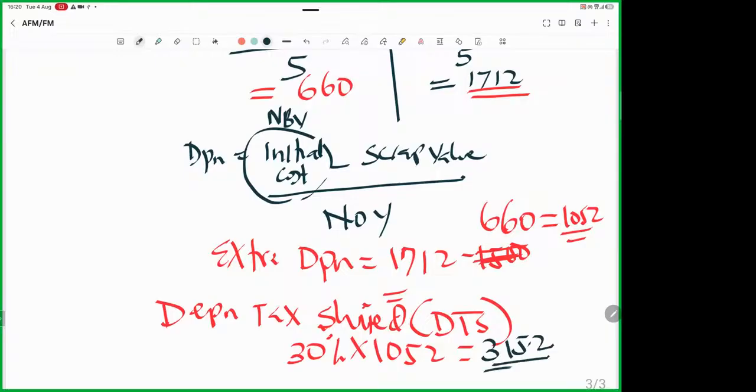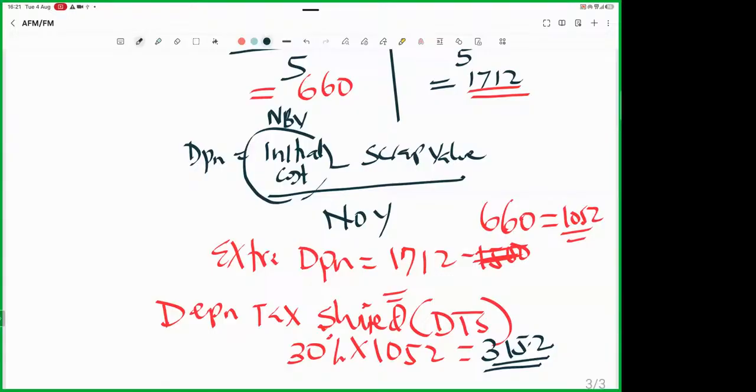Now, for bringing in this new machine, I will be getting a DTS, a depreciation tax shield of 352. Now, ladies and gentlemen, once you have gotten this depreciation tax shield like that, I can assure you, we are at home and dry. Because now it's about cash flow.